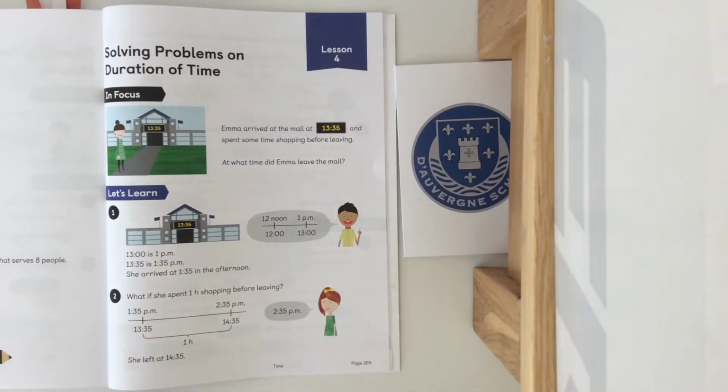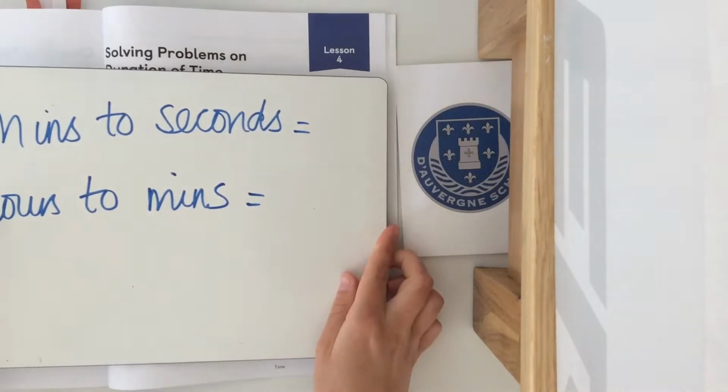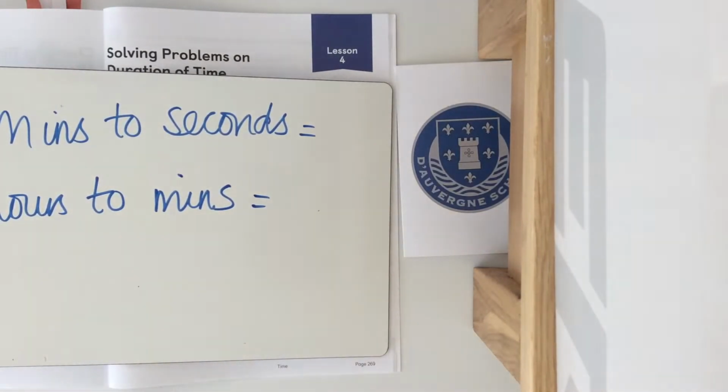So just to recap before we get started, I'd like you to think back to the last 2 lessons we have done and tell me how do we convert minutes to seconds and how do we convert hours to minutes? What do we have to do in order to convert both of those? So just pause the video now whilst you have a go at that.